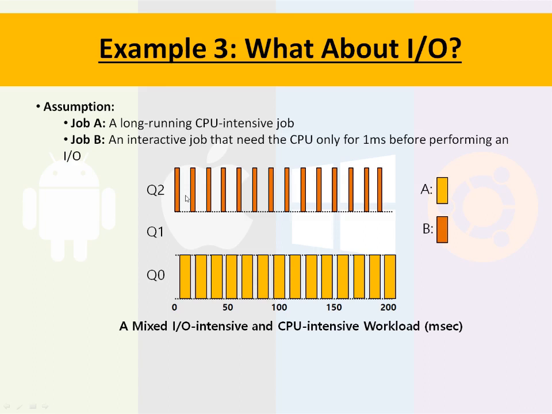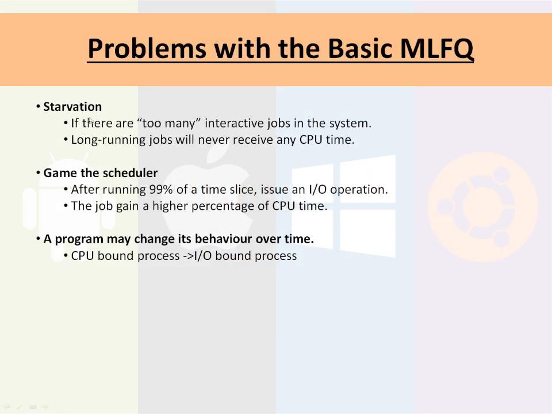And if job C then ran for a little bit and then waited for input output, then because job B is in the high priority, it would then be scheduled next. So it would just bounce back and forth between job B and C, and job A would never get any CPU time. And therefore it would be starved of the CPU. So that's where the term starvation comes in. And the idea here is that long-running jobs will never receive any CPU time. So that's the one issue, starvation.